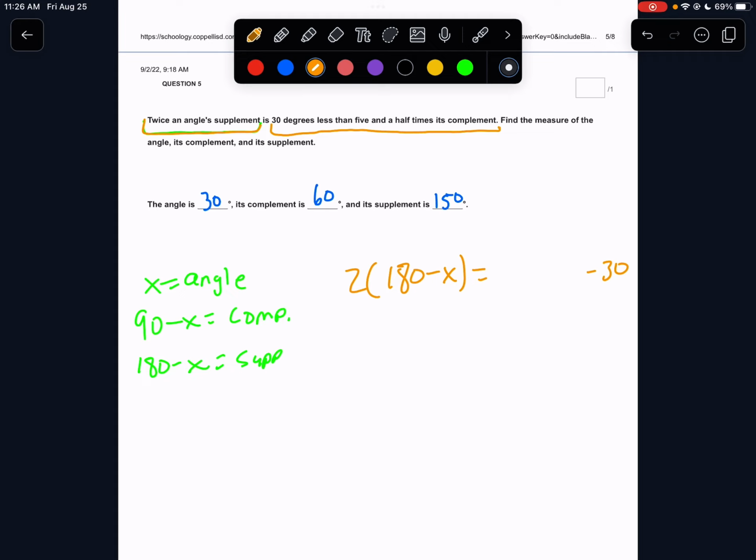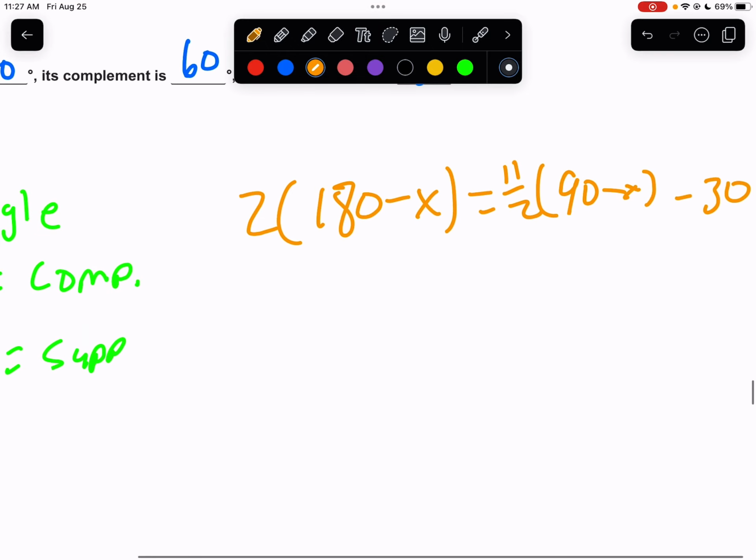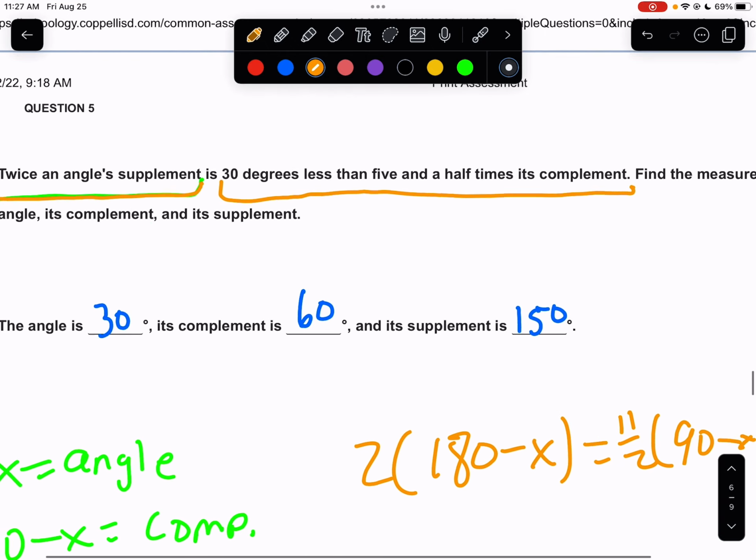5.5. So what is 5.5? 5.5 or 11 halves. I'm going to write it as the fraction, 11 halves, times its complement. Its complement is 90 minus x. So this is the equation I just translated.